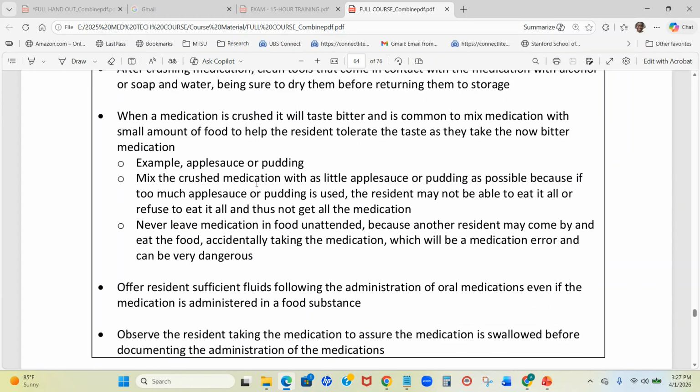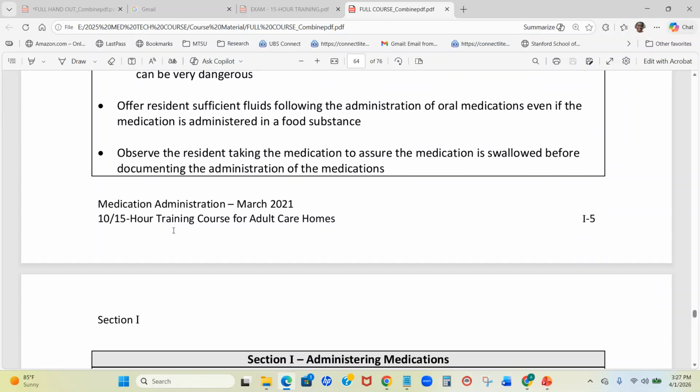The resident may not be able to eat it all or may refuse to eat it all and thus not get all the medication. That's why you don't take too much, just a little bit. Never leave medication in food unattended because another resident may come by and eat the food, accidentally taking the medication, which will be a medication error and can be very dangerous, especially if it's a blood pressure medication. You don't want that.